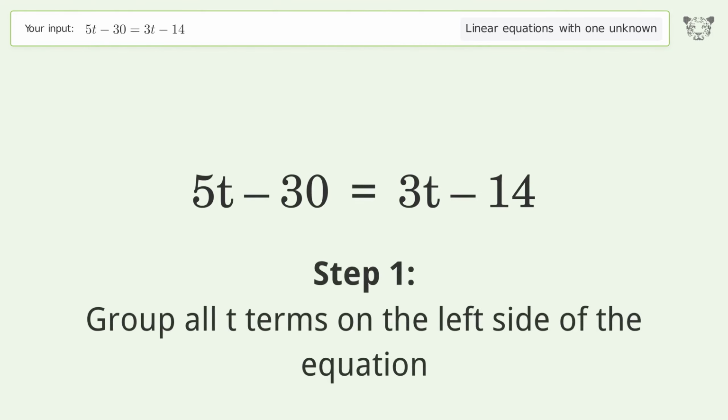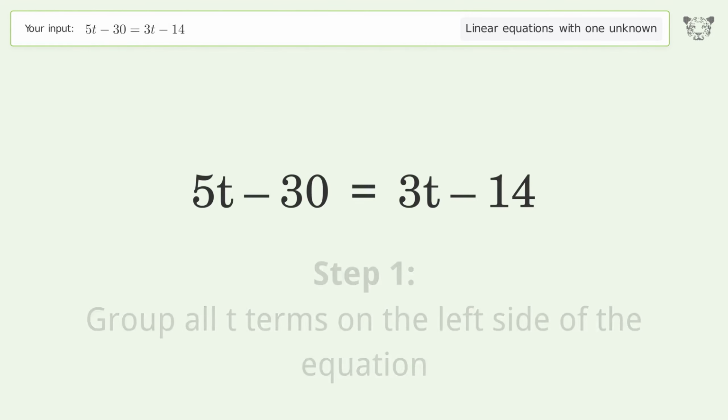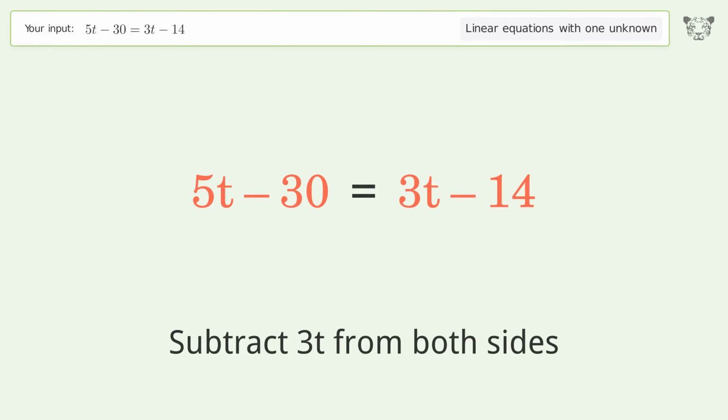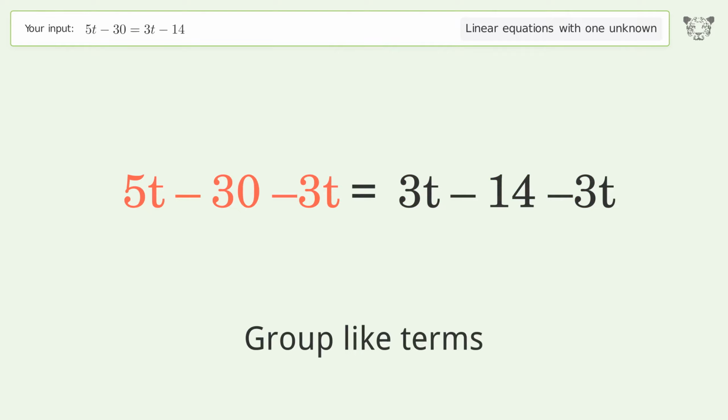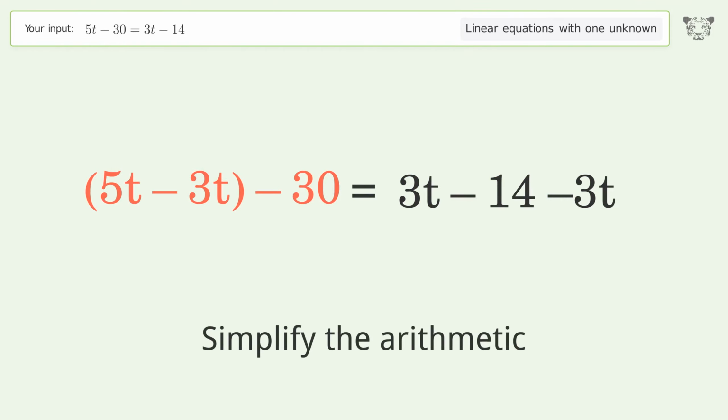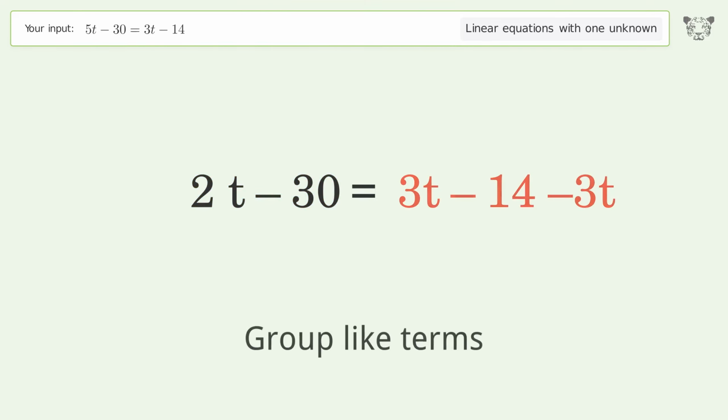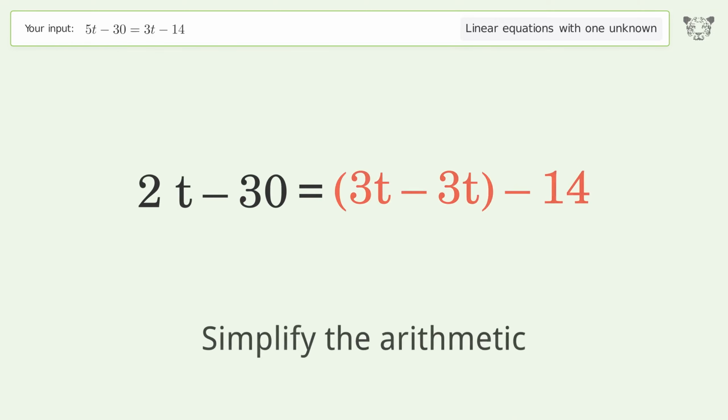Group all t terms on the left side of the equation. Subtract 3t from both sides. Group like terms. Simplify the arithmetic. Group like terms. Simplify the arithmetic.